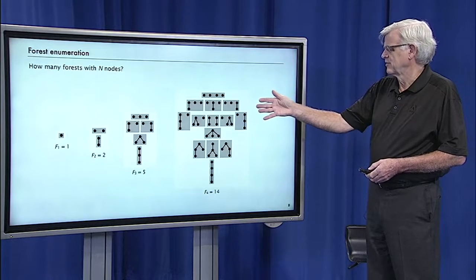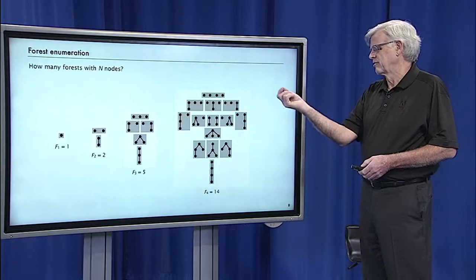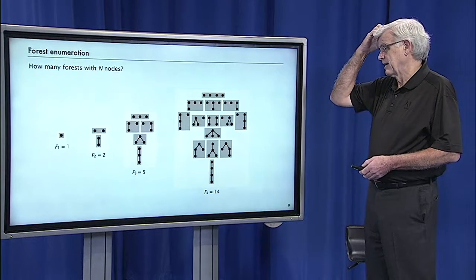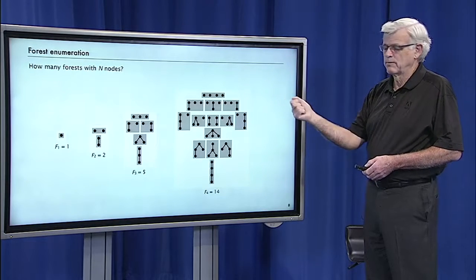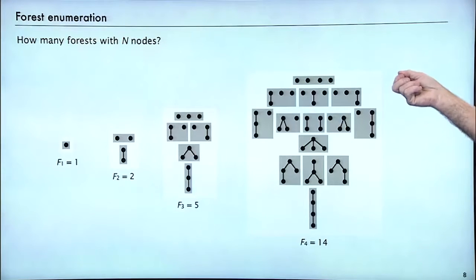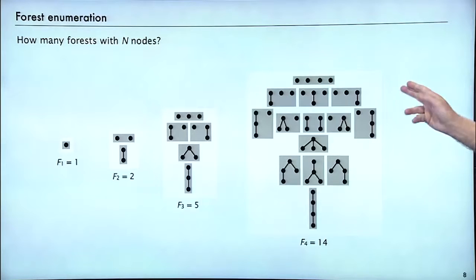There are 5 forests with 3 nodes: just 3 individual nodes, or a tree of size 2 and another node in either order, or the root node connected to 2 children, or the straight line, which is a root connected to a child connected to a child. Notice that order is significant.